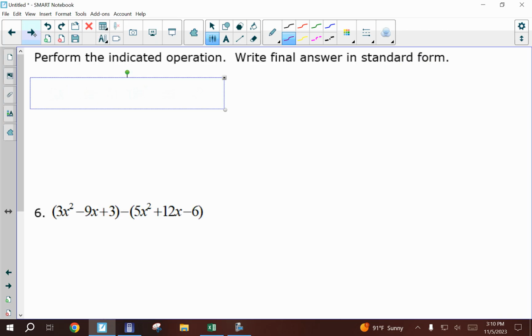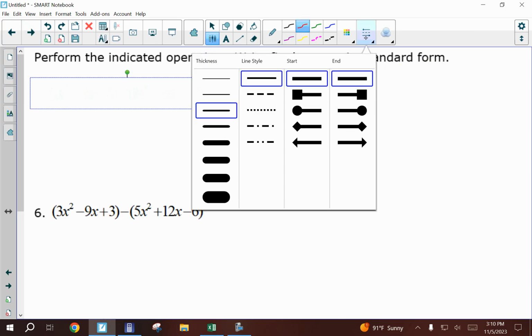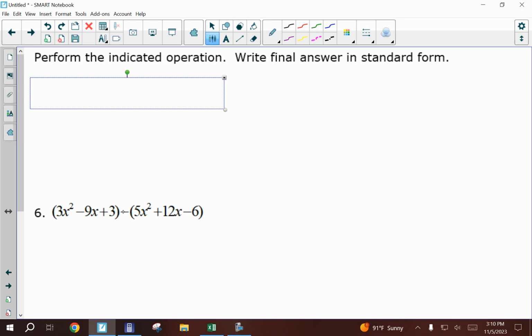Okay, next question. The next question is very similar. There's just one tiny difference. Now in this subtraction right here, because that's a -1, when we distribute this -1, we don't just take off the parentheses. What we're going to do is change every sign that's inside the parentheses.